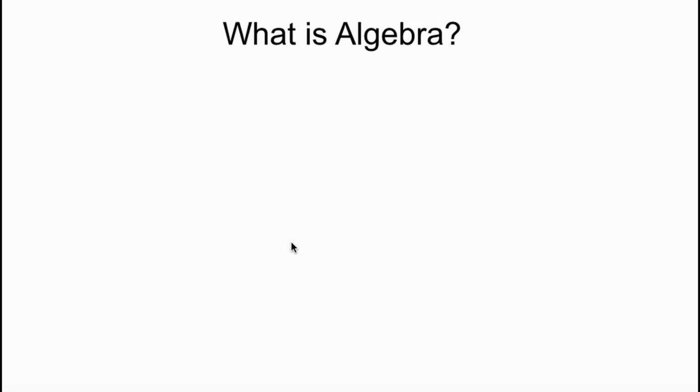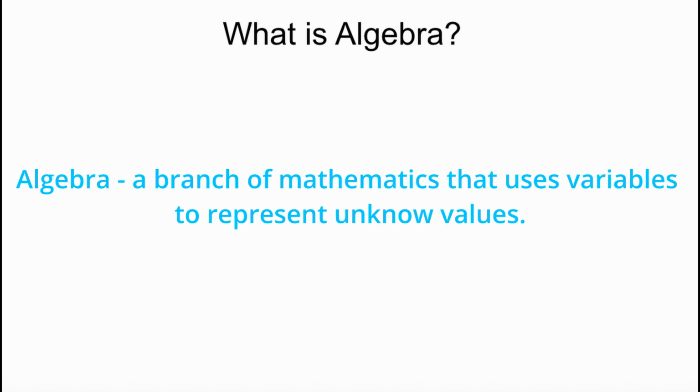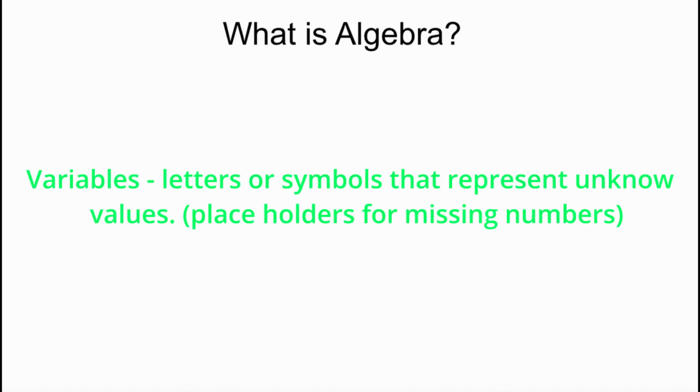Today we're going to start with discussing algebra. Let's start with the question, what is algebra? Well, a simple definition of what algebra is, it's simply the use of variables to represent unknown values. What are variables? Variables can be any letters or symbols to represent something that's not known.